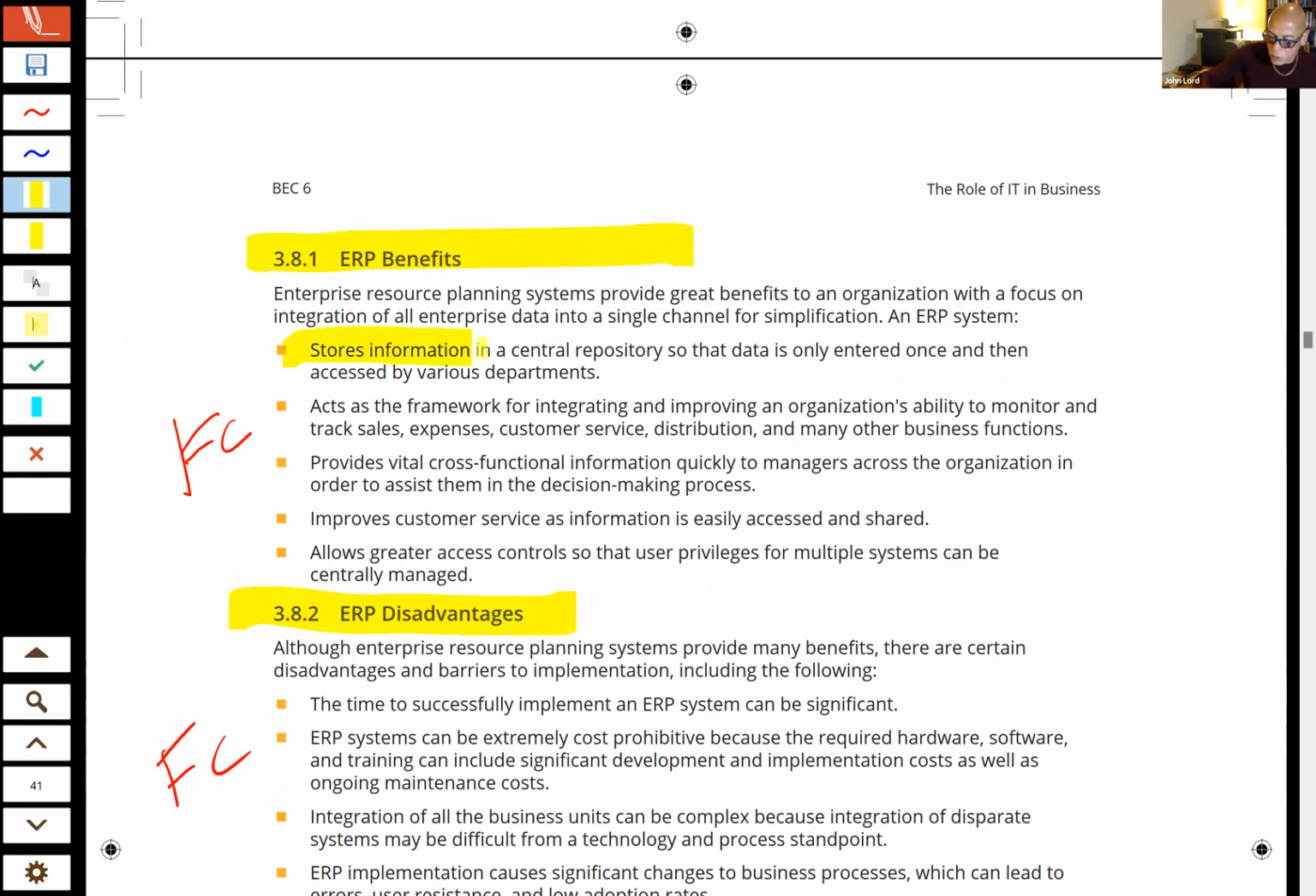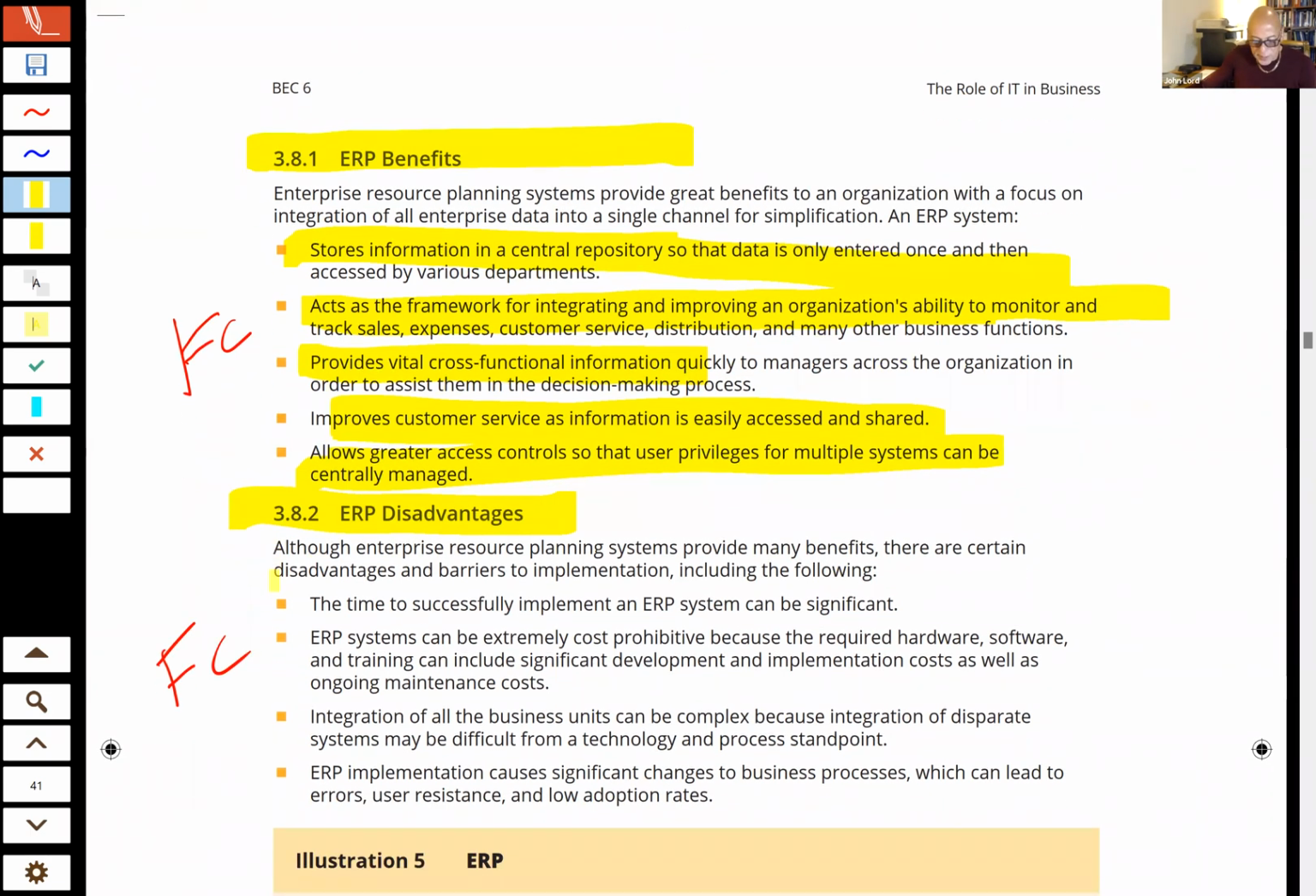The information is stored in a central repository, so that it's just entered once. It acts as a framework for integrating, right? Improving the organization's ability to monitor, etc. It provides vital cross-functional information, improves customer service as information is easily accessed and shared, and allows greater access controls, so that user privileges of multiple systems can be centrally managed.